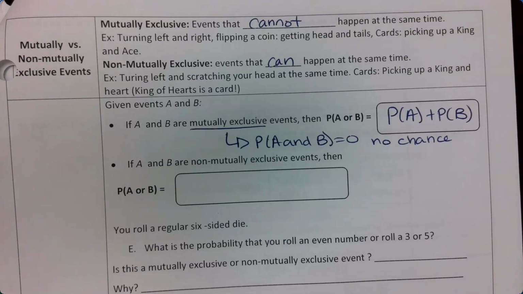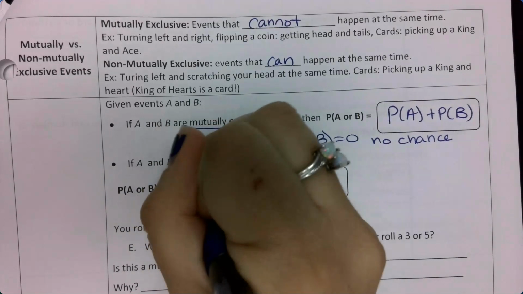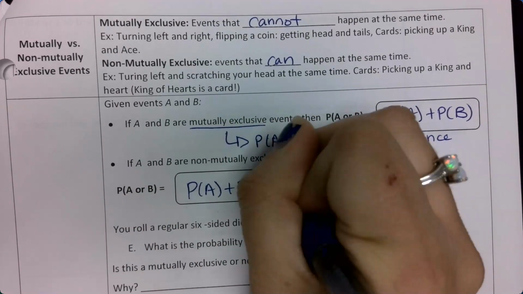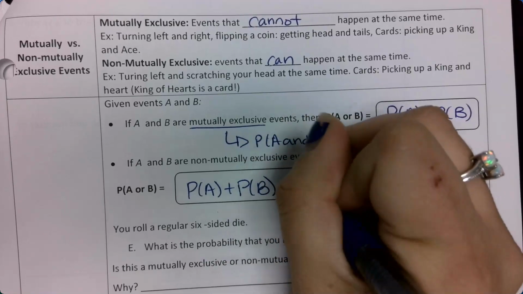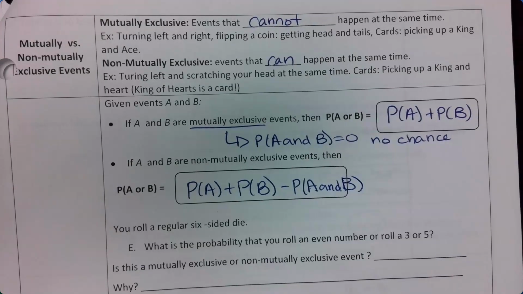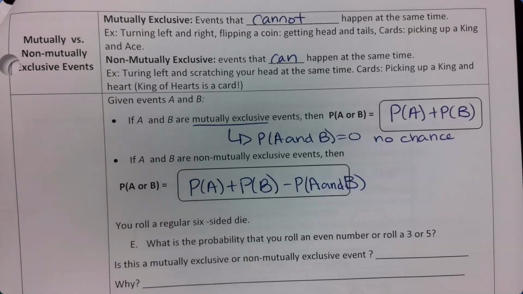Okay. If they're non-mutually exclusive events, then the probability of A or B is found by taking the probability of A, adding the probability of B, and subtracting the probability of A and B, because I'm double counting something. So if I think of my example up above where I picked up a king and I wanted to pick up a heart, if I do just A plus B, I'm going to count the king of hearts twice. So I need to subtract one of those out.